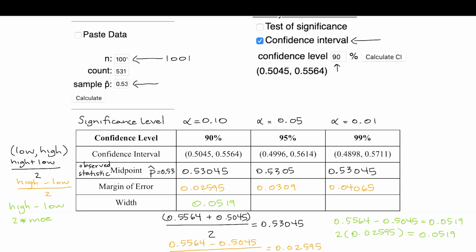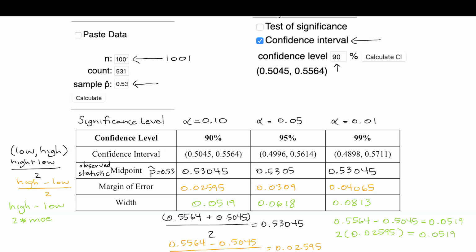So that is the width for the 90% interval. Again, I strongly recommend that you pause the video and calculate the width for the 95% and the 99% intervals. In the case of the 95% interval, you should get 0.0618. In the case of the 99% interval, you should get 0.0813.